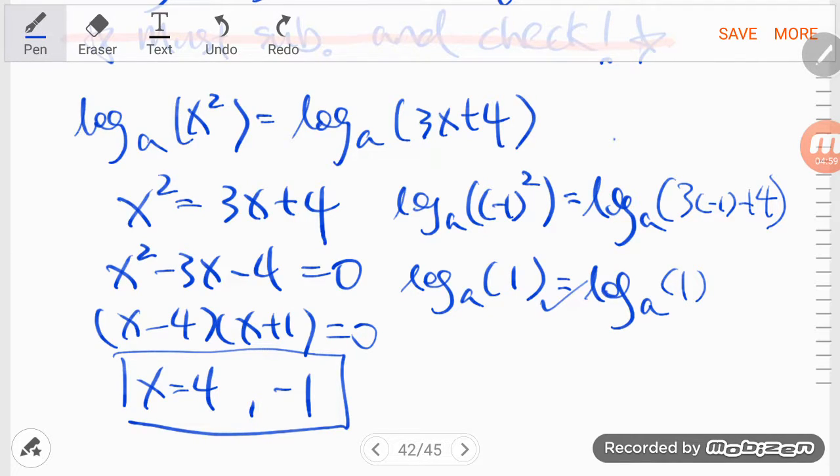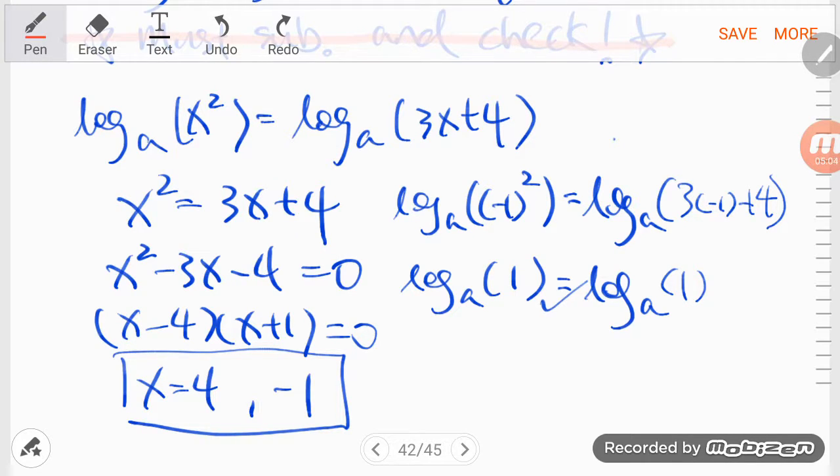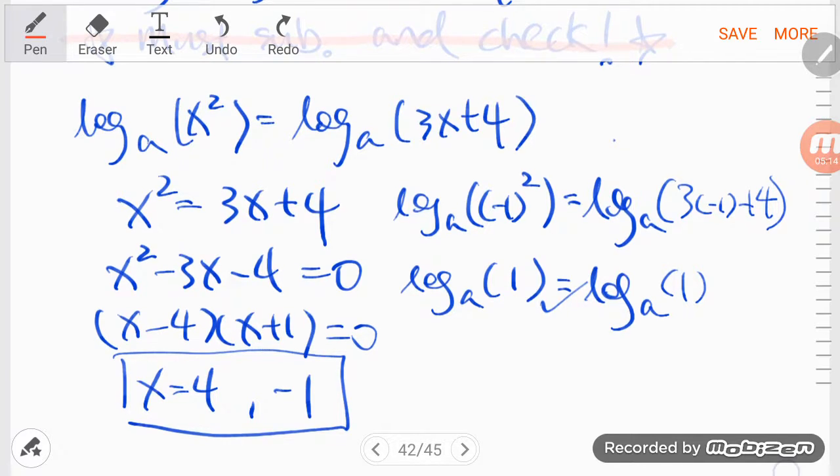The proper algebra steps would be this. I'm going to write in red, okay? Since I'm trying to get this x squared out, I need to do something to the left-hand side so the log to the base of a goes away. In other words, my inverse.